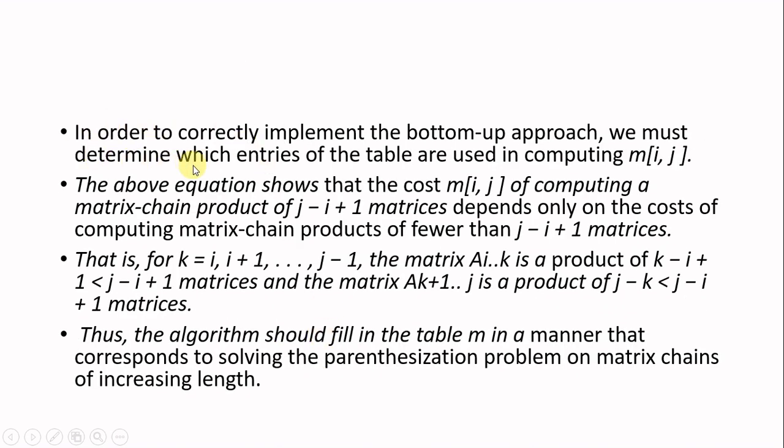So now in order to correctly implement the bottom-up approach, we must determine which entries of the table are used in computing m of i comma j, because we know that m of i comma j is equal to 0 if i is equal to j, and otherwise it is equal to the minimum among all values of k ranging from i to j minus 1 of m of i comma k plus m of k plus 1 comma j plus p_{i-1} p_k p_j, and we go for all values of k and choose the minimum one.